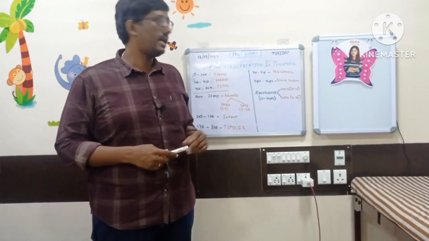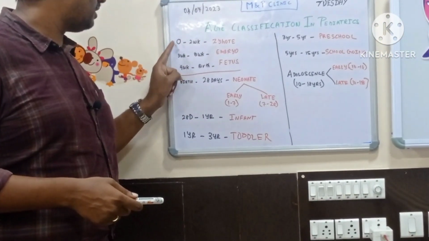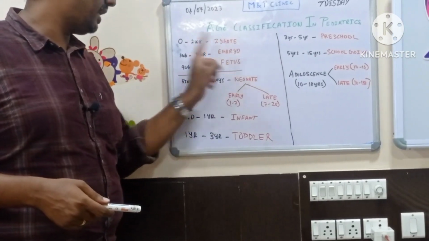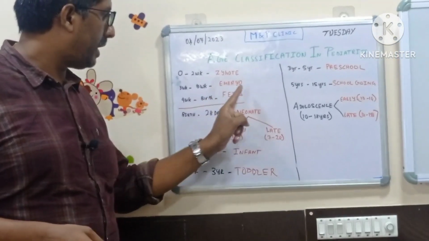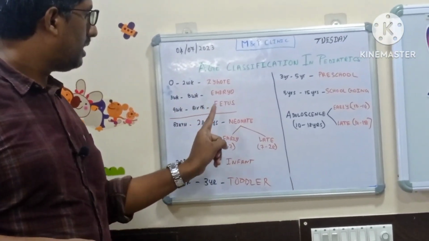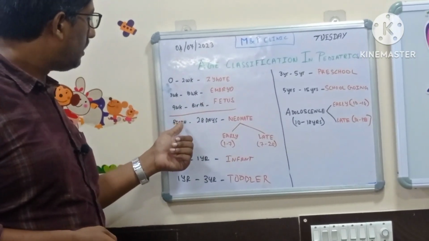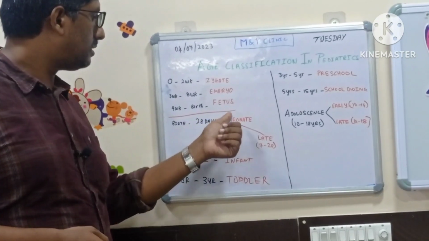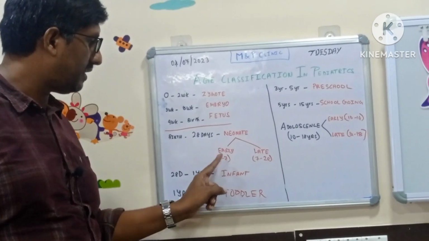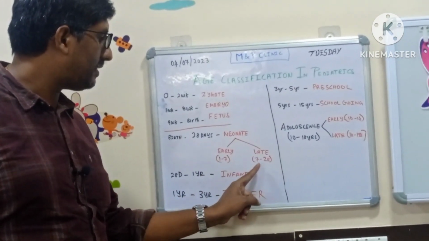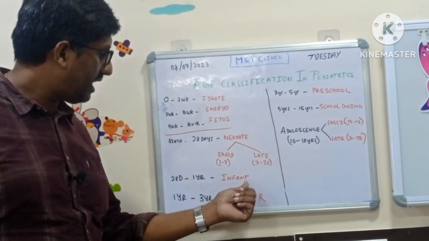Finally, we will summarize the age classification in pediatrics. After conception, the first 2 weeks, it is called the zygote. From the 3rd week till the 8th week, the zygote is renamed as embryo. From the 9th week till birth, it is the fetus. From birth till 28 days, this is called the neonatal period. It is further reclassified into the early neonatal period in the first 7 days and the late neonatal period from 7th to 28th day. After the 28th day till 1 year, the baby is called an infant.